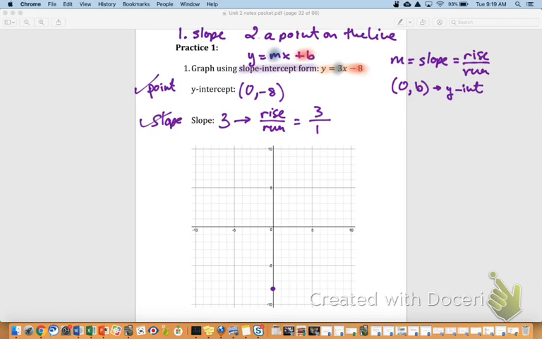So rise over run, 3 over 1. So what that means is, I'll put this in as like a blue dotted line. I'm going to rise 3. So I'm going to go up 1, 2, 3. And then I'm going to go right 1. And where that little dotted line ends, that would be where my second point on this line is.